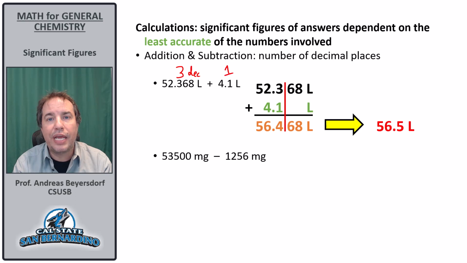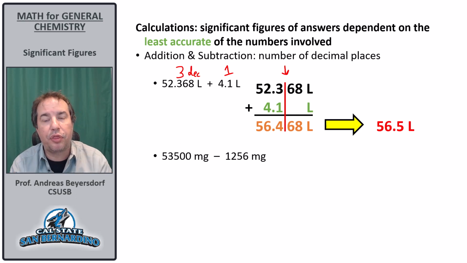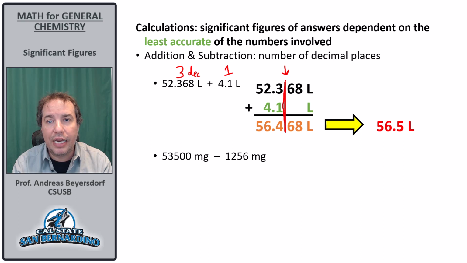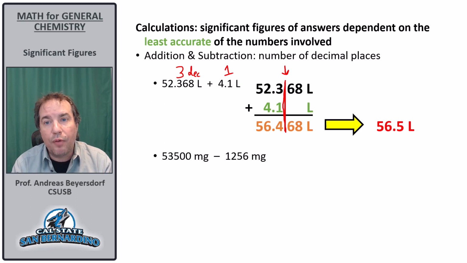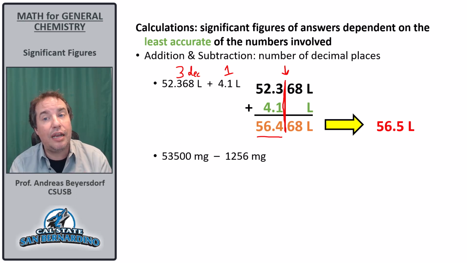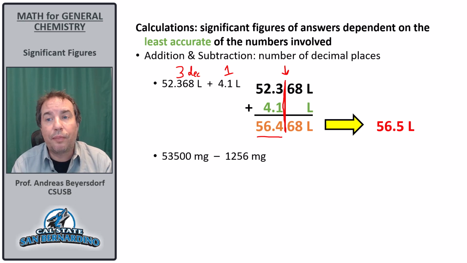This one only has 1. So here I have them lined up, right? 52.368 and 4.1 liters. This line right here tells me, hey, I'm going to go by the one with the least amount. So I want to keep the 56.4, but I round this 4 based on the 6, right? The 6 is greater than 5, so it becomes 56.5 liters.